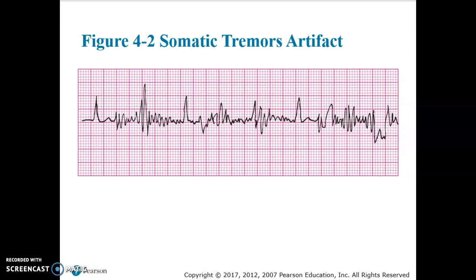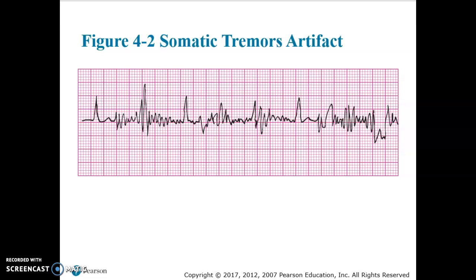So when we think about somatic tremors, what are we going to do to prevent this? Okay, we need to help the patient relax. If they're cold and they're shivering, we need to cover them up. If the wires are tangled up, we need to untangle them. If the patient has Parkinson's disease and they always shiver, then we need to document that.